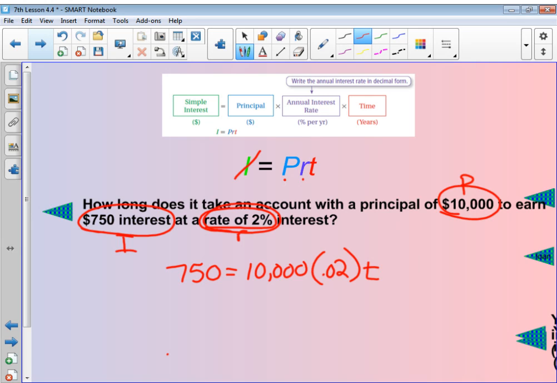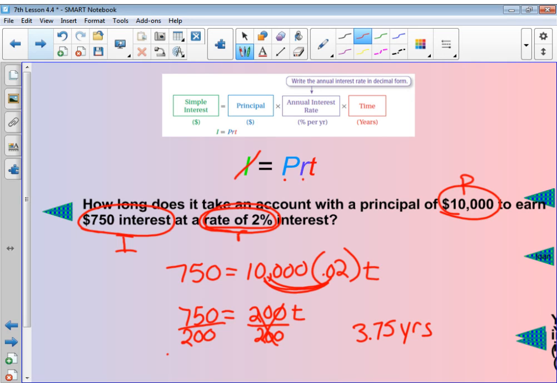Okay, so we're going to go ahead and simplify, and these we already practiced on the previous slide. We're going to go ahead and do 10,000 times 0.02, and that gives us now 200 times t. Okay, so I just got 200 for this part. So now we'll divide by 200 to get t by itself. So 750 divided by 200 gives us 3.75. So that would be 3.75 years. Okay, or that'd be 3 years and 9 months if you wanted to convert that into months.